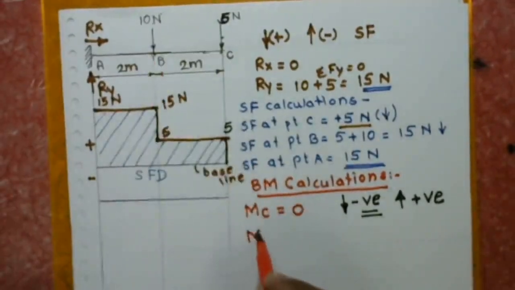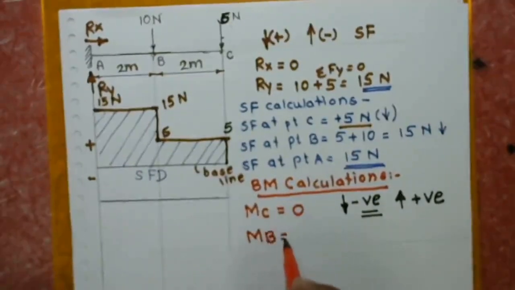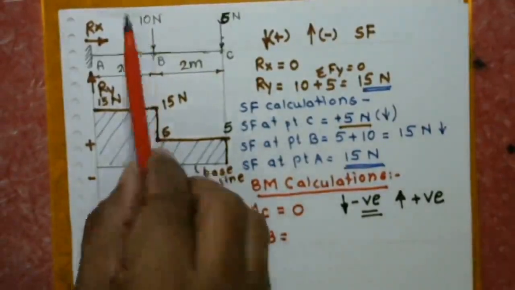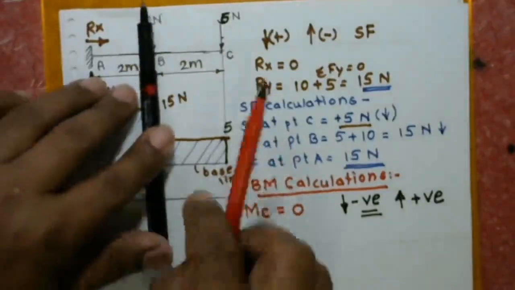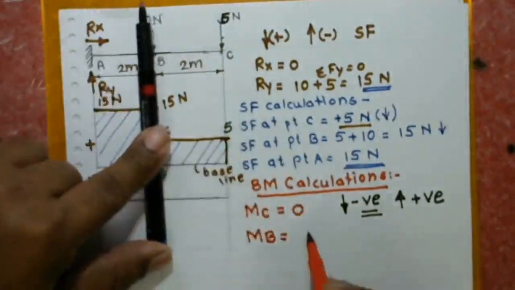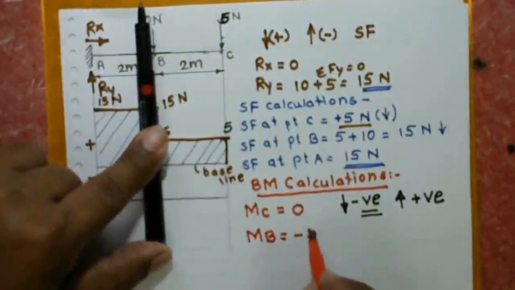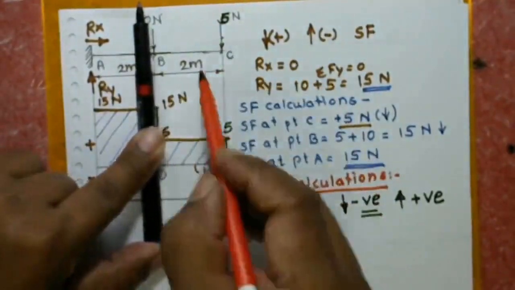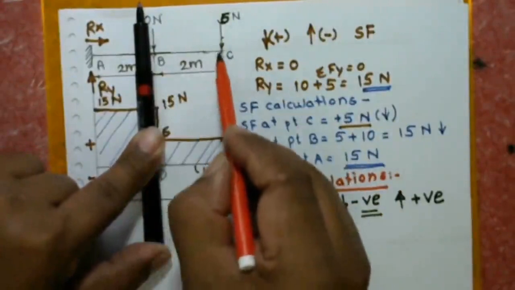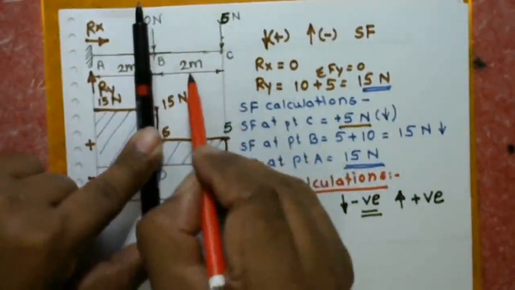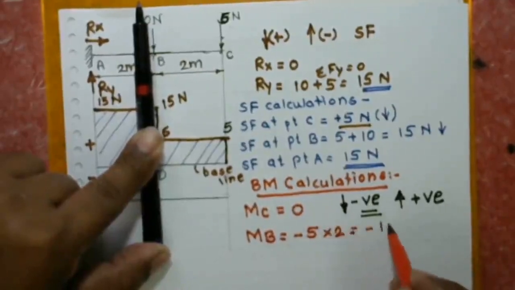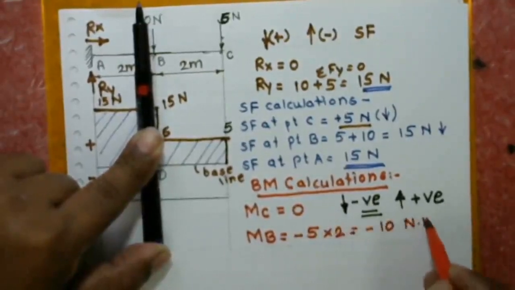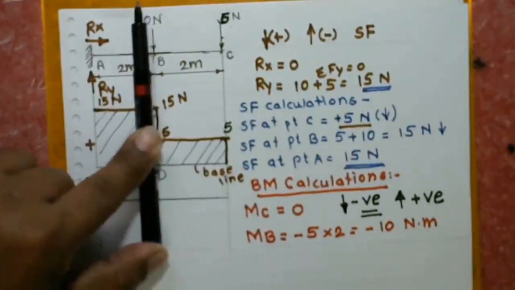Bending moment at point B. If I take a section here at point B, on the right hand side of B only the 5 Newton force is acting. So I take here minus 5 because it goes in downward direction, and we have to take the moments up to the point B. So this is force into distance up to the point B, it is 2 meter. So into 2, it becomes minus 10 Newton meter. Moment is acting on that side.